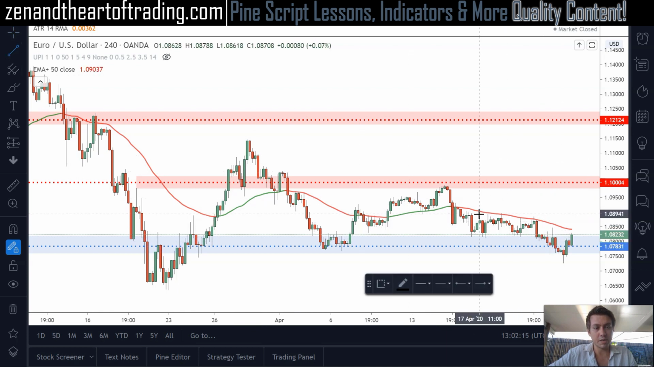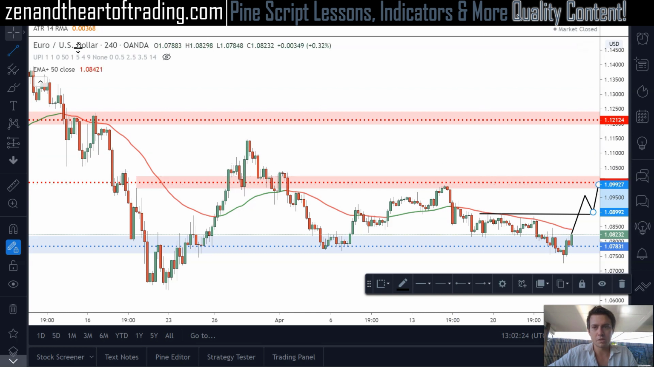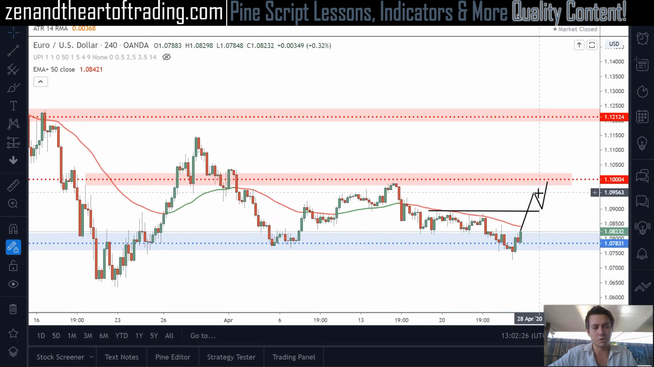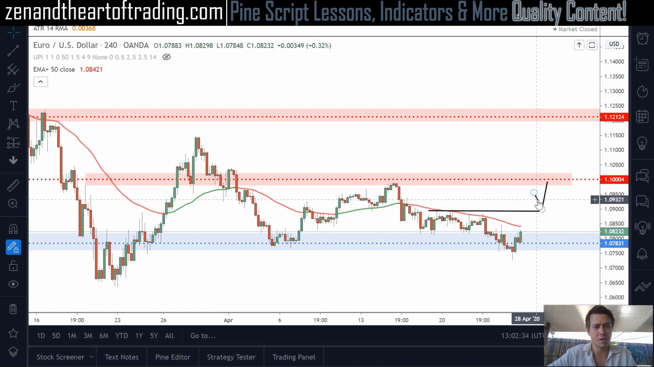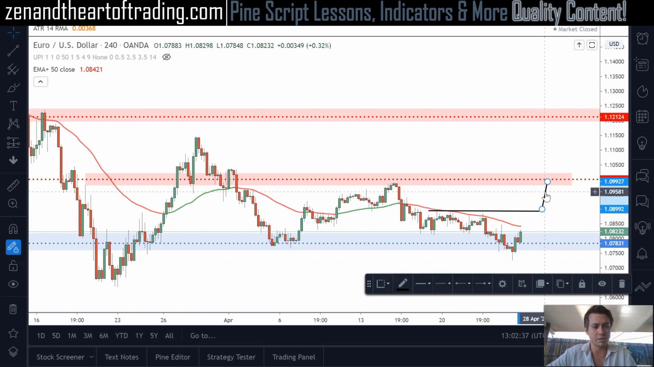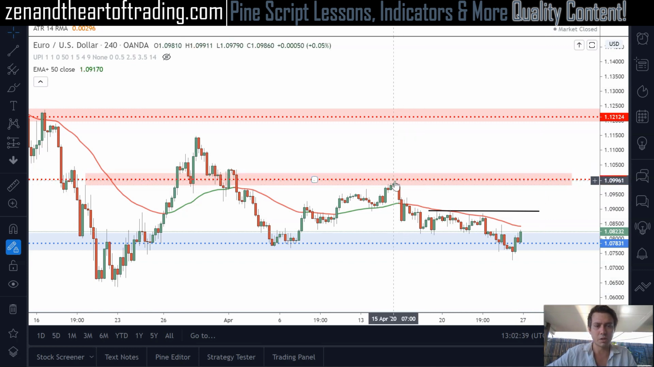I would need to see a break and close above these swing highs in here before I were to look for any long continuation trades out of this bullish move. Until we get a break and close above these swing highs in here, I'm standing aside on this currency pair. But if we do get that break and close above these swing highs, there's a high likelihood that price is going to come back up into this swing high, this previous resistance zone at 110 even.